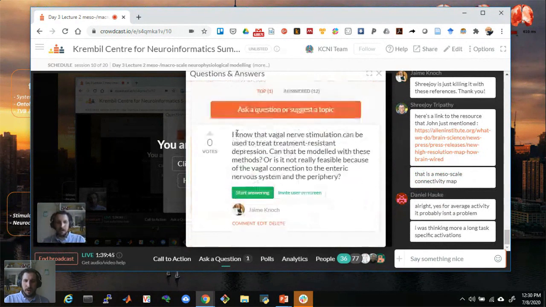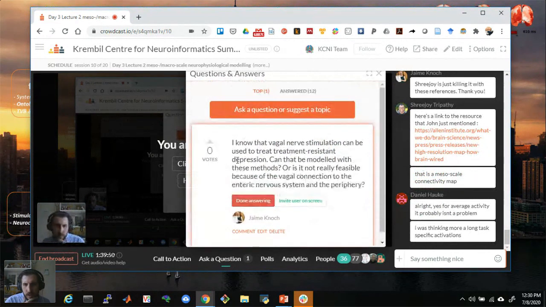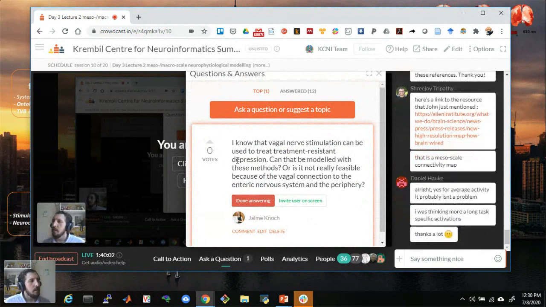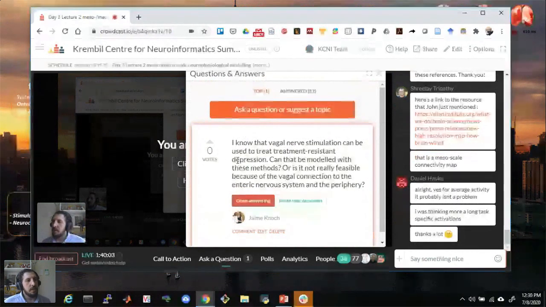Okay. Jamie says, I know that vagal nerve stimulation can be used to treat treatment-resistant depression. Can this be modeled with these methods, or is it not really feasible because of the vagal connection to the enteric nervous system and the periphery? I mean, yes, it could be done.